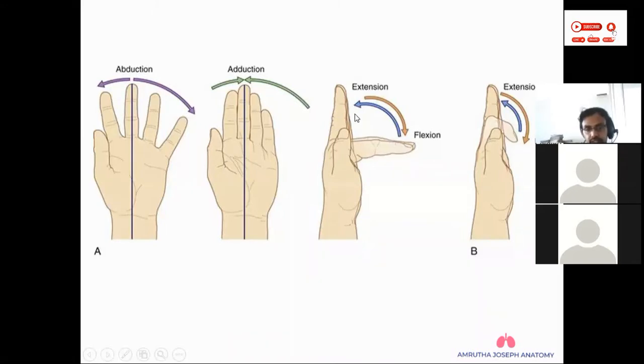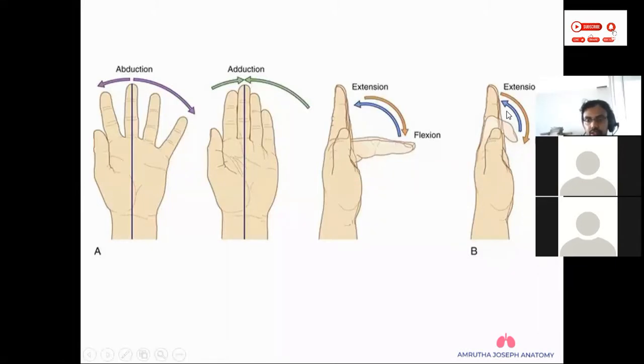Coming to flexion and extension, you see the flexion and extension of the fingers. This is flexion. This is flexion. This is extension. You can also see that here, right? This is flexion. This is flexion, and the other one is extension.